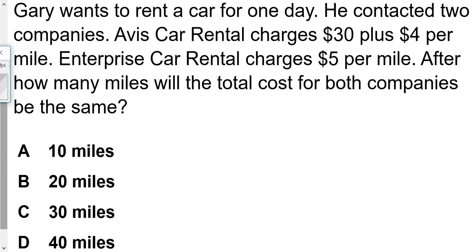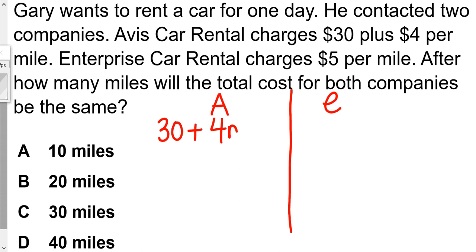Okay, so we know that we're going to be comparing Avis to Enterprise. So for the Avis car rental company, they told me that it was going to be $30 plus $4 per mile. We're going to be comparing the two. So here's my equal sign. And they told me that Enterprise was $5 per mile. So now I am going to move the variable first.